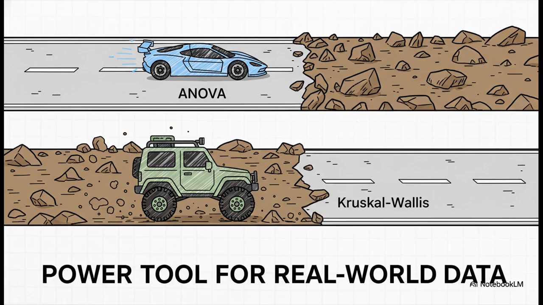I want you to think of it like the rugged, all-terrain vehicle of stats tests. Seriously, ANOVA needs a perfectly paved, smooth highway to work. But Kruskal-Wallis? It just thrives on the muddy, bumpy, messy data that we actually find in the real world.